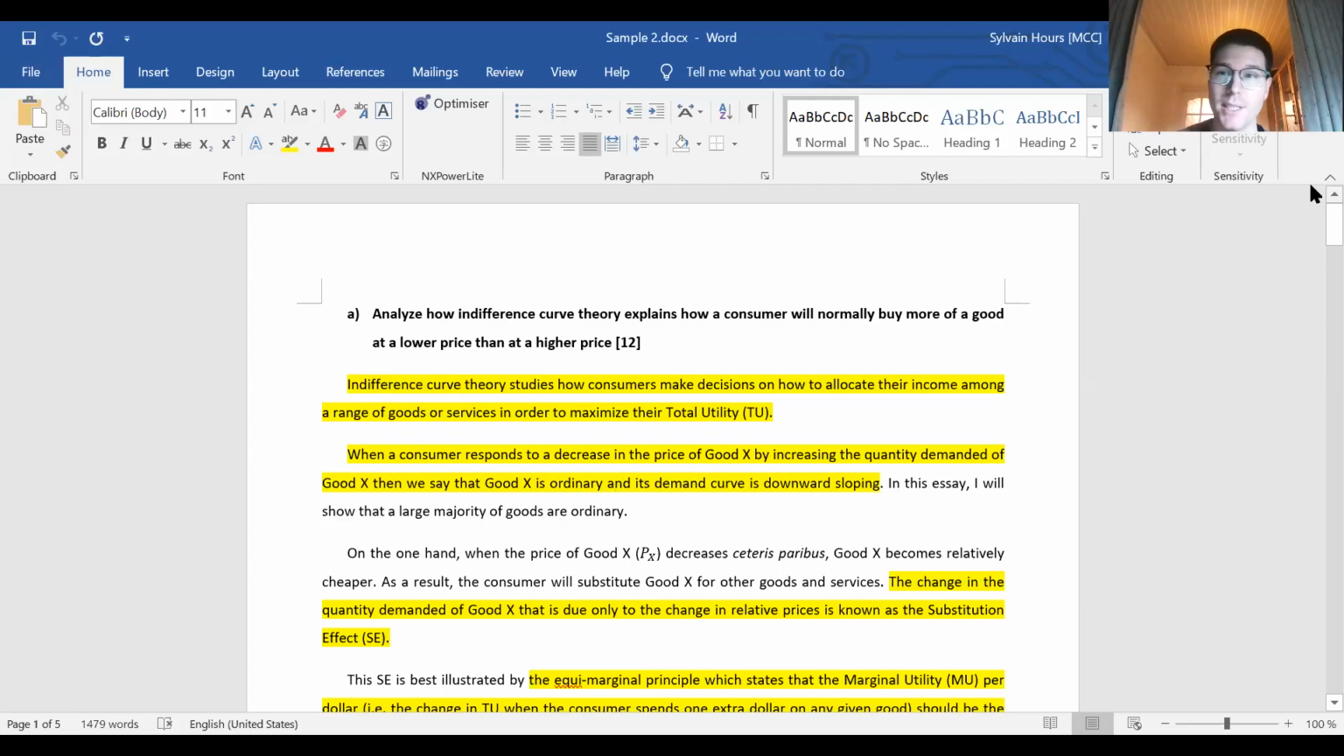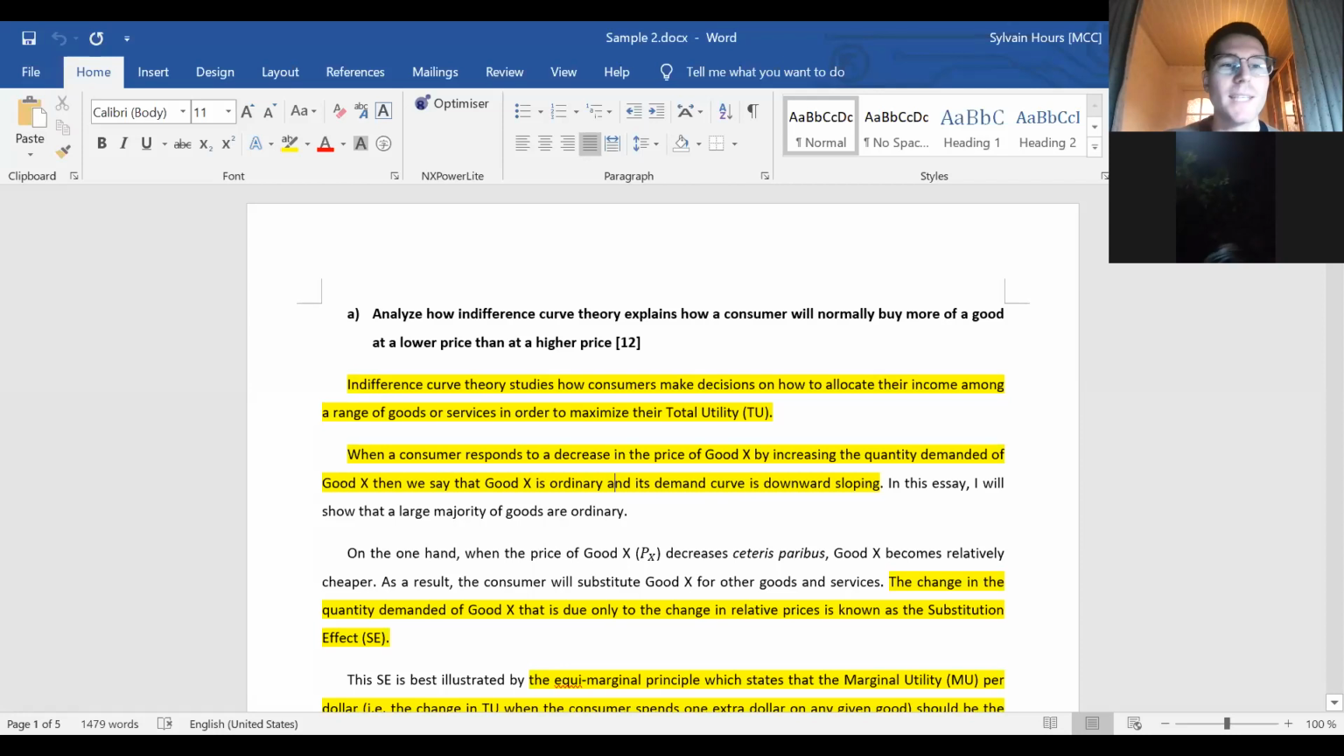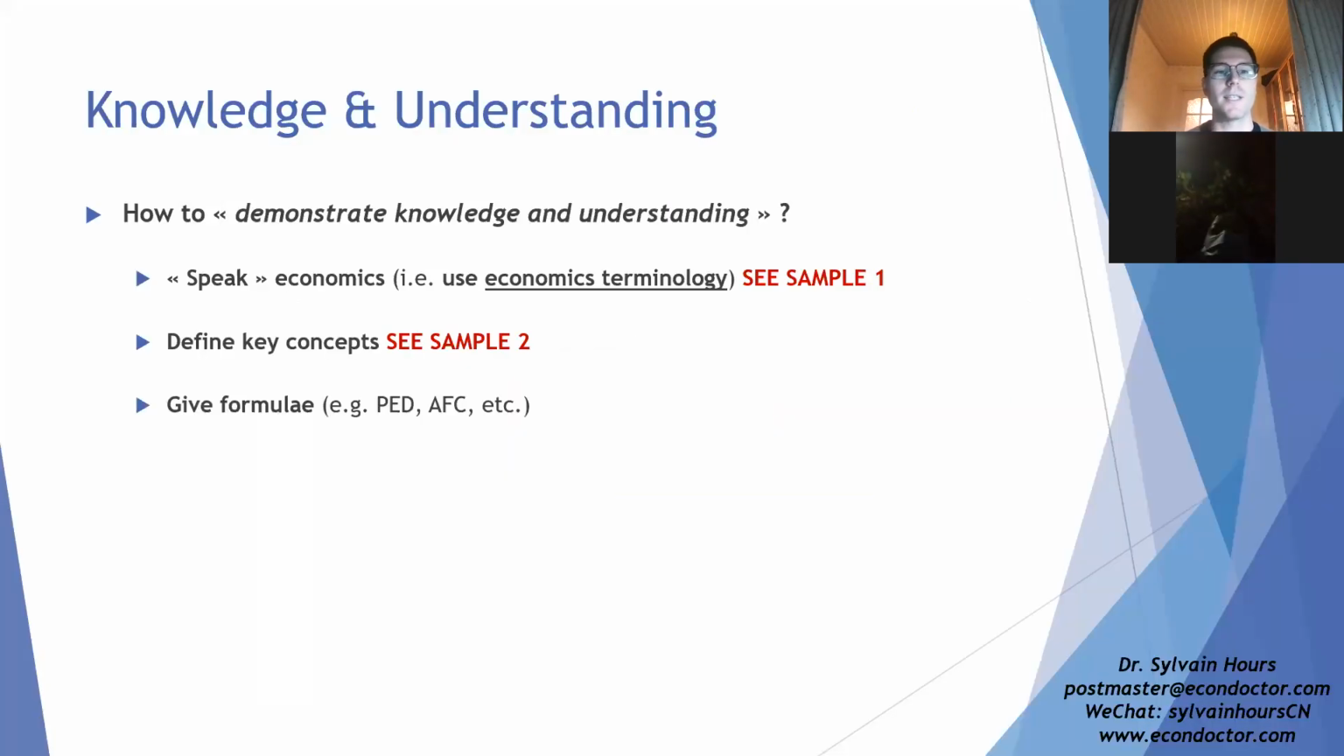But your students should only define, at the beginning of the essay, the concepts that they need to start, okay? If they want to talk about the price elasticity of demand in the second or third part of the essay, it is not necessary and not useful and actually not a good idea to define it at the beginning, okay? And this is just very boring to read, a long list of definitions, because we don't understand why the student is giving all these definitions at the beginning, okay? So definitions are a very effective way to demonstrate knowledge and understanding.